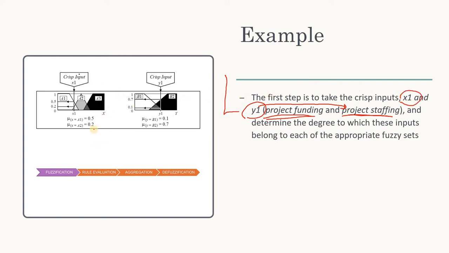This is the graph of project funding, and B is for project staffing. So we are going to apply the y1 value to the project staffing graph here. We have y1 equal to 60. Let us take a look at where the intersection is. At B1 it will intersect around here, at B2 it will intersect around here, right? So we have to find those degrees of membership. Say the degree of membership of B1 is 0.1, and the degree of membership of B2 is 0.7.